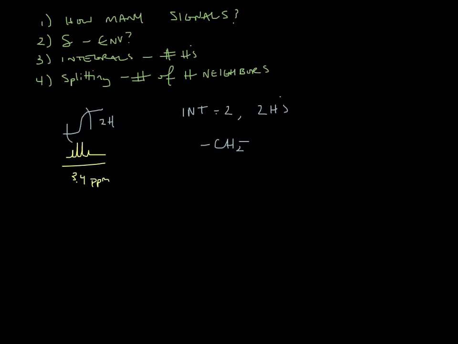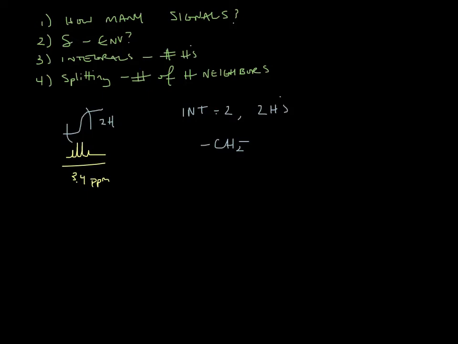We almost certainly have a CH2. It is of course possible that if you have an integral of 2, you have 2 identical CH's somewhere, but let's look for the simplest solution first and go from that, which is that if you have an integral of 2, it's almost assuredly a CH2.